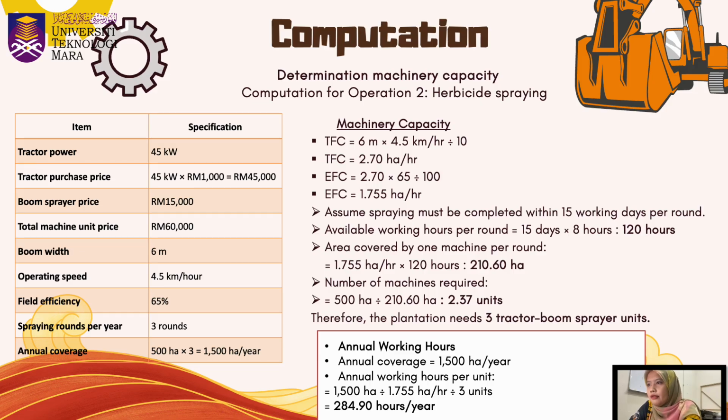We have planned for 3 spraying rounds per year, bringing the annual coverage to 1,500 hectares, targeting completion within 15 working days per round or 120 available working hours. One machine system can cover roughly around 210 hectare per round.